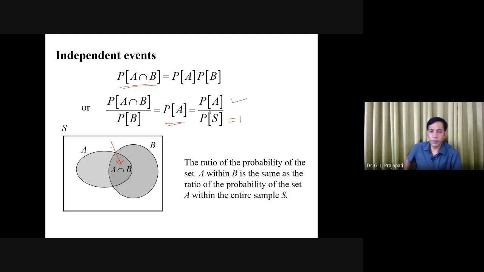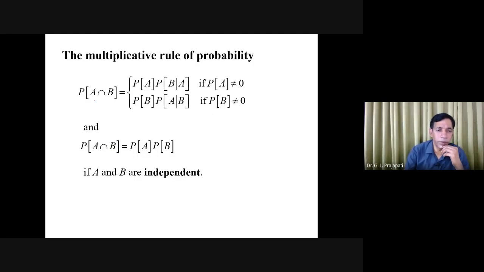So simply it means that if A and B are independent, then knowing that the other has occurred is not going to change the probability of the other event. So probability of A and B is equal to probability of A multiplied by probability of B given A, or probability of B multiplied by probability of A given B. So this is the case of conditional probability. If A and B are independent, then this is the multiplicative rule.